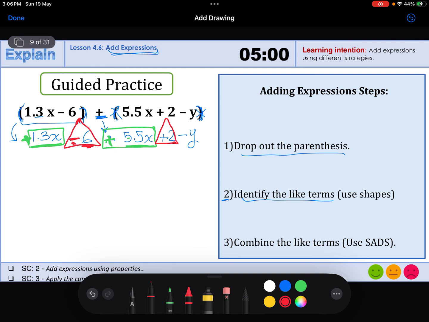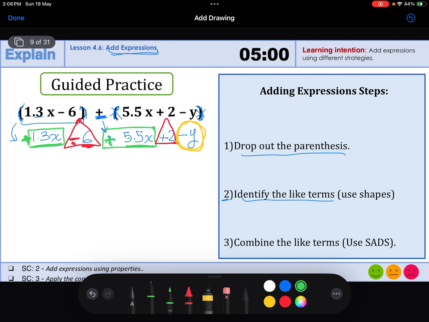Okay, I drew the same triangle because both of them are numbers without a variable, therefore they are like terms. Now the y, since it does not have any like term with it, I'm just going to draw another shape that is just for this term. And of course, I will take it with the sign. Y is negative.